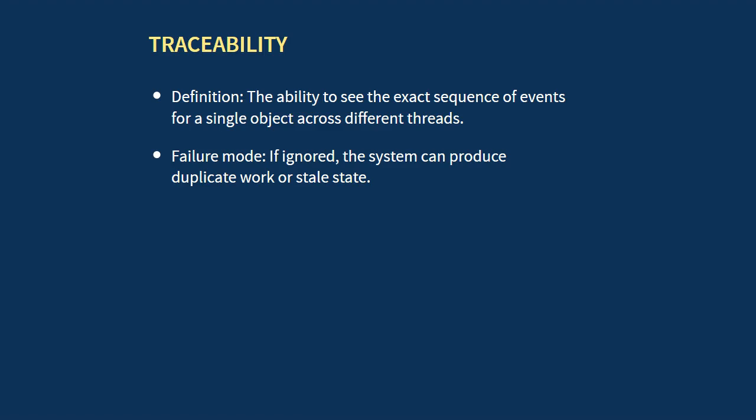Traceability refers to the ability to track the journey of an individual object across different threads. This transparency is crucial. Failing to implement it can lead to the same failures we've discussed, such as duplicate processing and stale states. What exactly does a lack of traceability look like in the system? It looks like actions being performed multiple times without awareness of prior states, causing our operations to unexpectedly overlap.